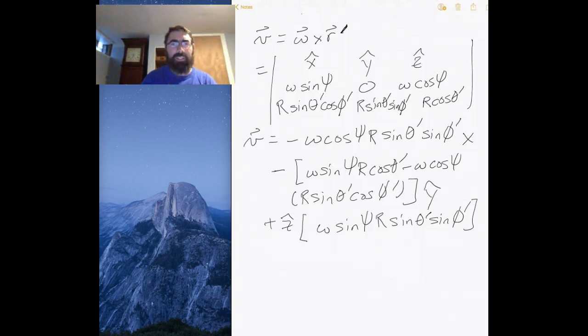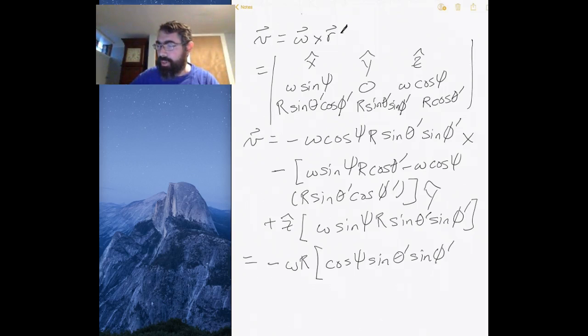Okay, so that's going to give us the velocity, and so now we can try and clean that up a little bit by, say, factoring out any omega r's that we have. So let's factor out a minus omega r. And so then we would have a cosine psi sine theta prime sine phi prime in the x direction.